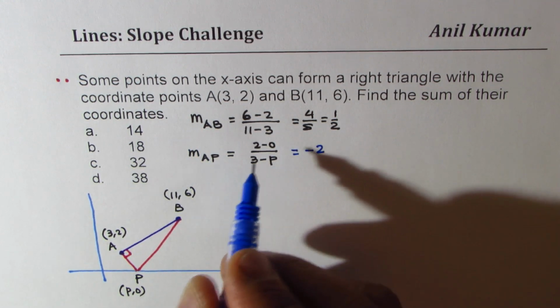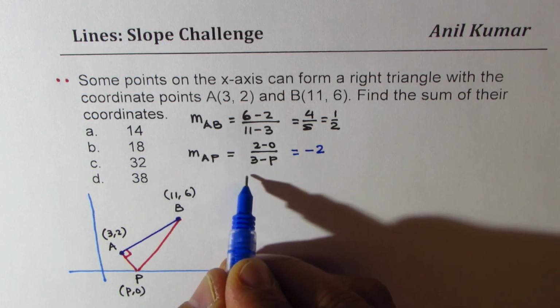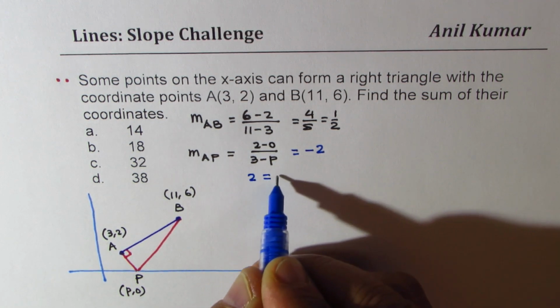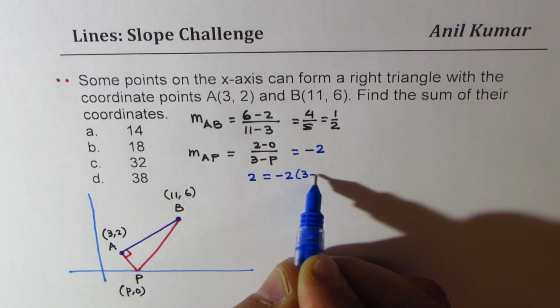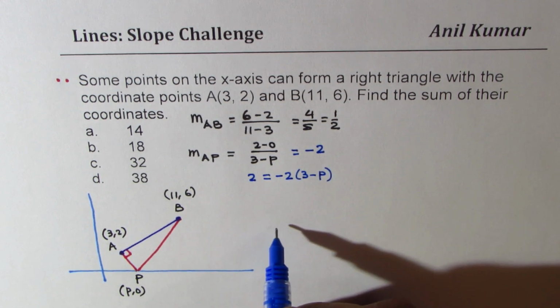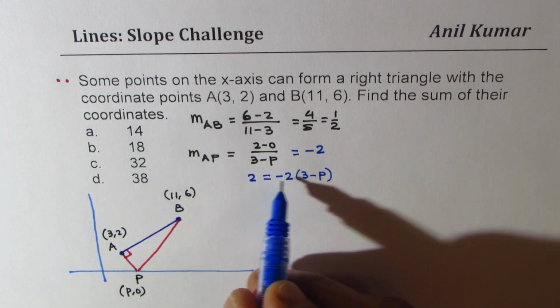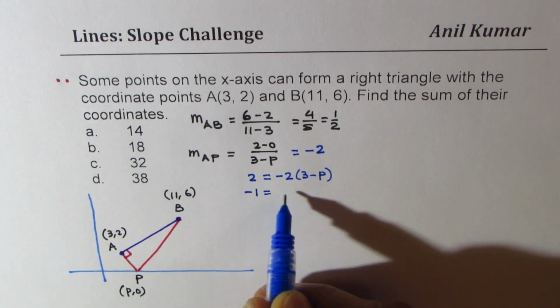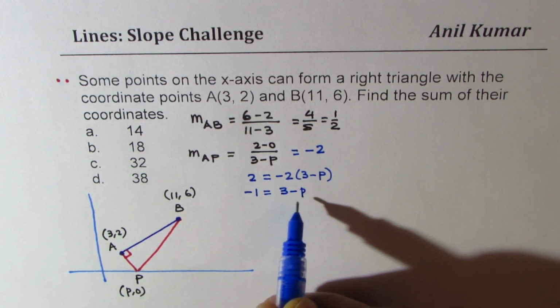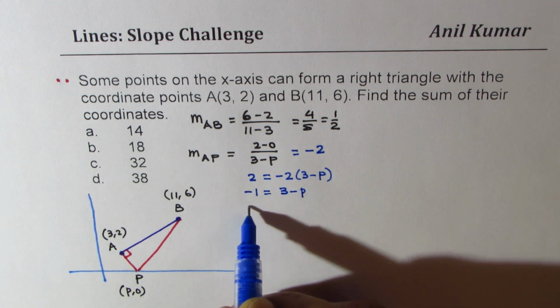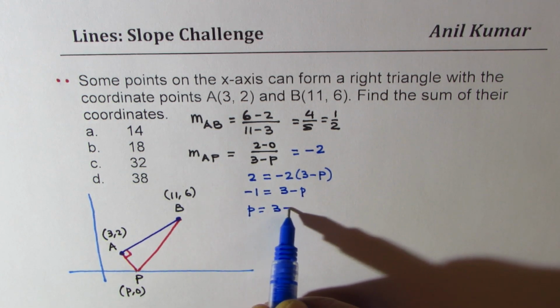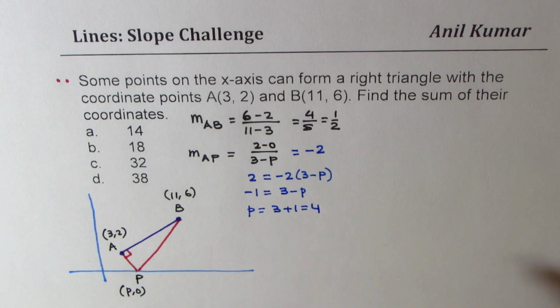Now let's cross multiply. So if I cross multiply, I get 2 equals minus 2 times 3 minus P, right? So I can actually divide first. So we get minus 1 equals 3 minus P. Bringing P to the left side, we get P equals 3 plus 1, which is 4. So I get this first coordinate, which is 4, 0. Perfect?